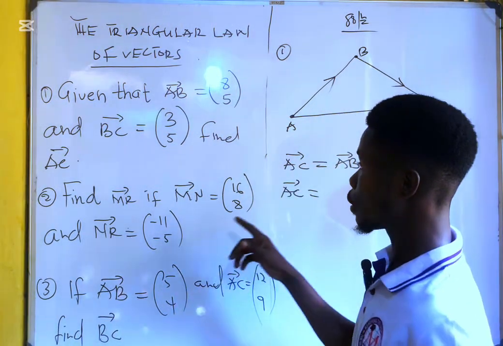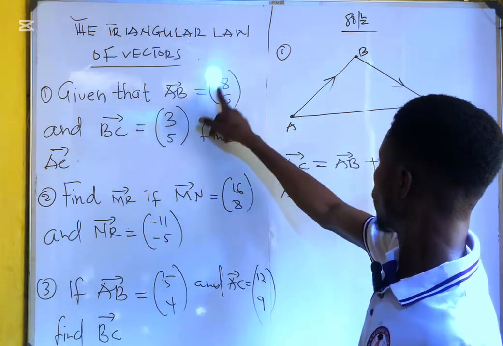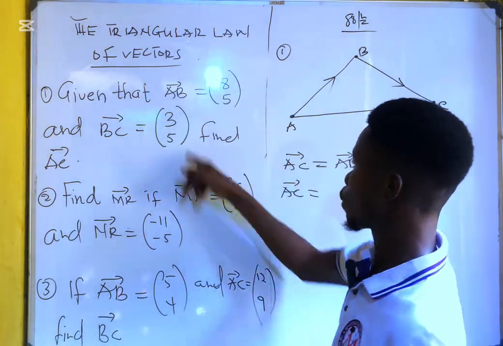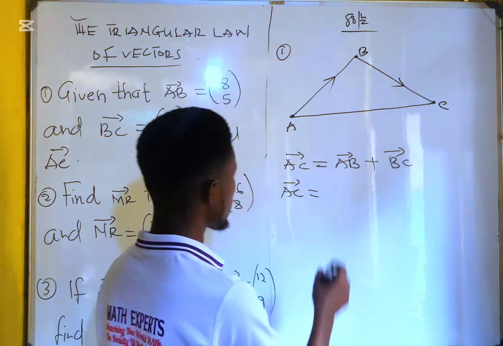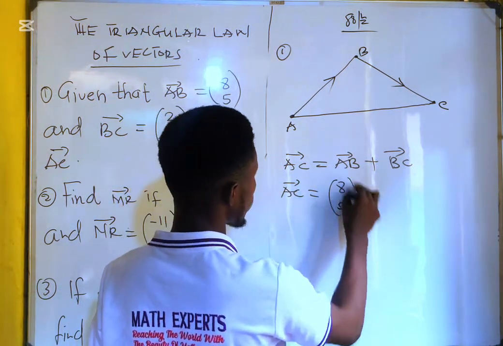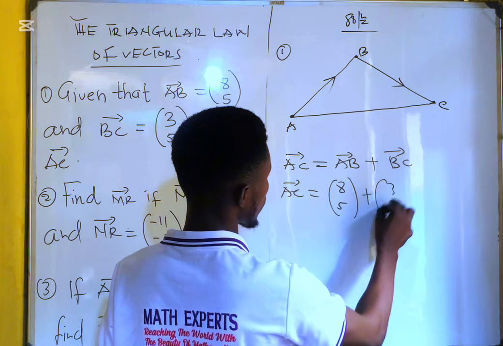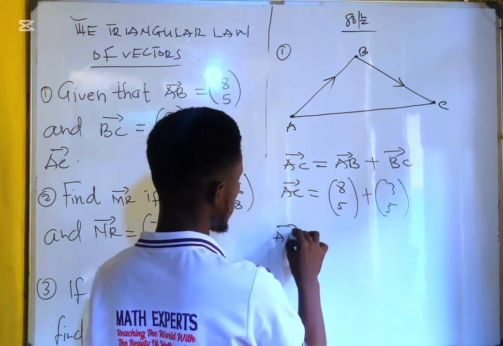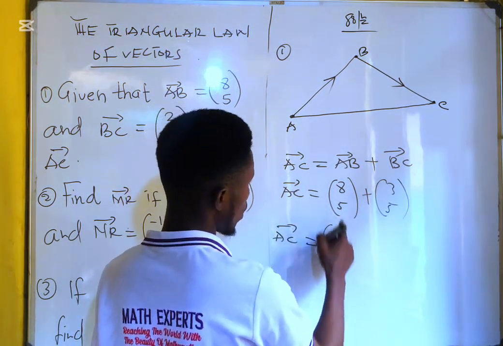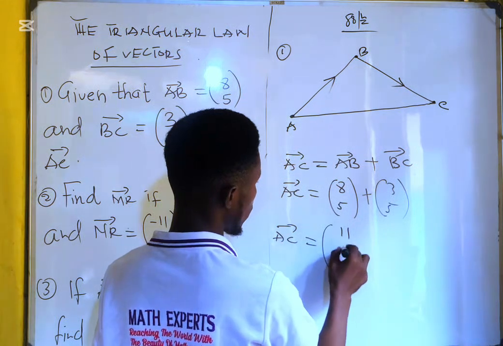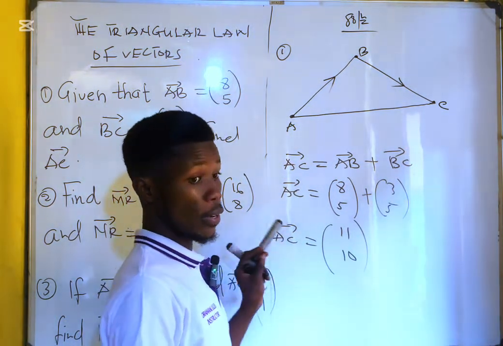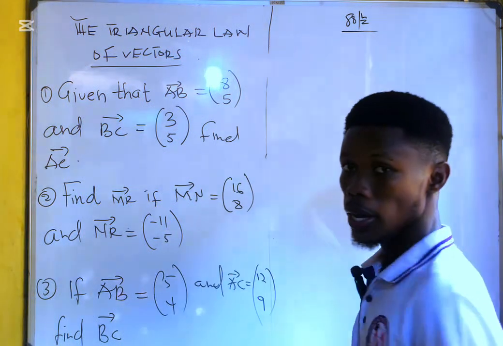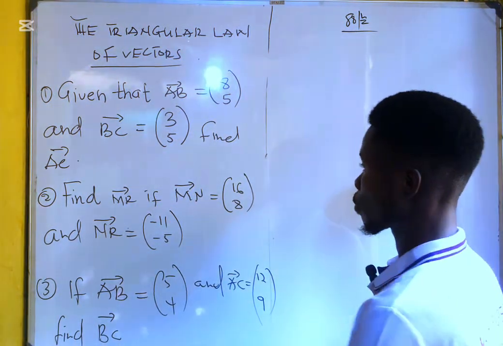So if you want to find AC, we know AB is 8/5 and BC is 3/5. So AC equals 8/5 plus 3/5. 8 plus 3 is 11, so AC is 11/5. Is that okay? So this is simple, very, very easy to do. Now let's look at the second example.